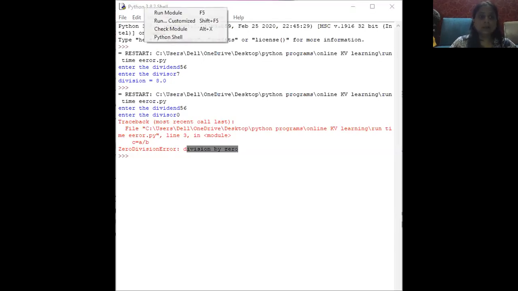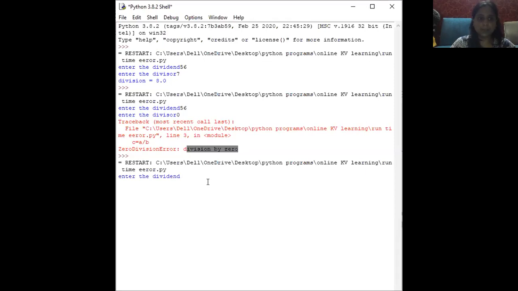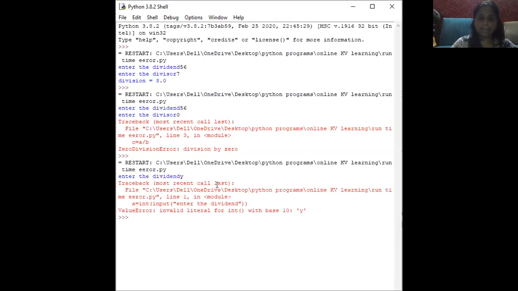For example, let's say we run once again. Now, enter the dividend. It is expecting an integer for division. Let's say I have mistakenly entered y. See, now the name of the error is value error because you have given the wrong value. What was expected was an integer, but you have given a character. Invalid literal for int with base 10: y. Instead of giving an integer, you gave a y.